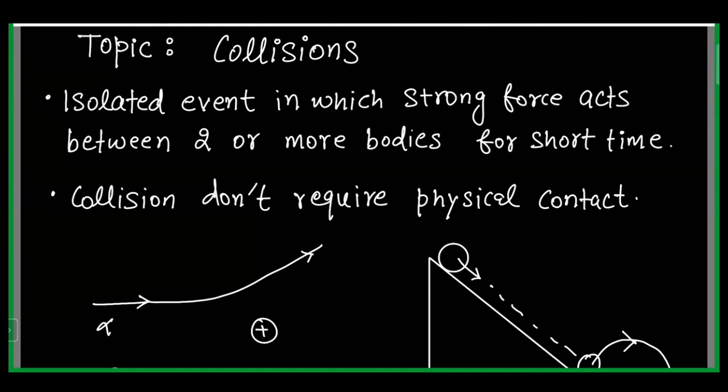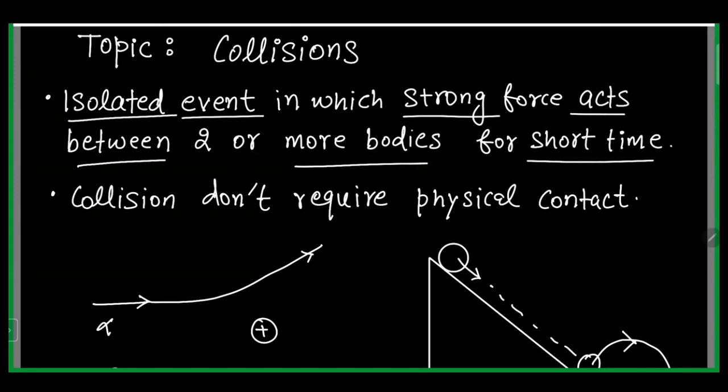So collision is an isolated event in which strong forces act between 2 or more bodies for a short time. So it is an isolated event. It means no external force is acting on a system. Second, the strong force acts between 2 bodies. So whenever 2 bodies collide, let's say you are going on a road and 2 trucks collide with each other. An unfortunate incident happens, and that collision means the 2 trucks will exert a very strong force on each other. And that force will be for a very short time.